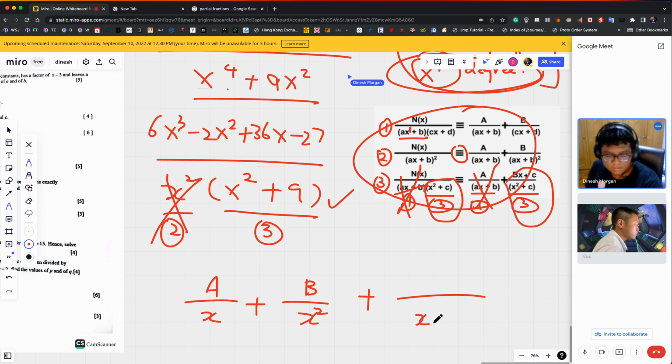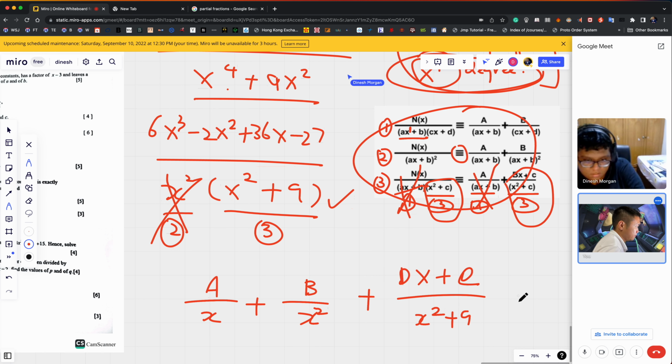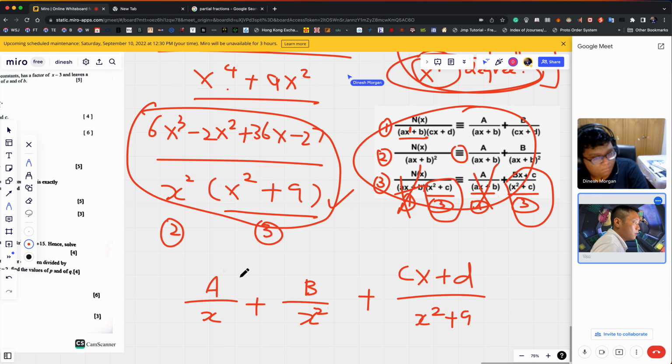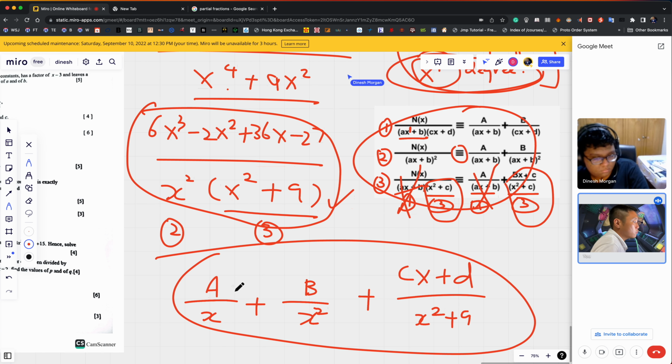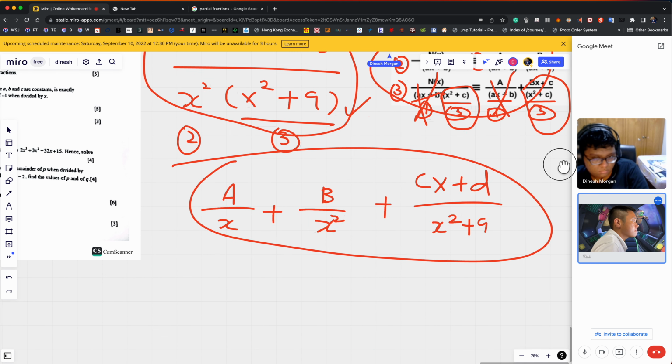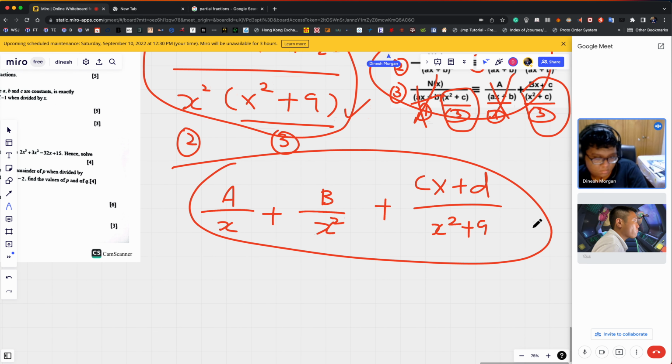So this is case 3, so it's x squared plus 9. You cannot use bx and c anymore. You use dx plus e. Oh, you still can use c and d, sorry. So basically you have converted this whole thing into this, and your job is to find out a, b, c, d. Make sense?